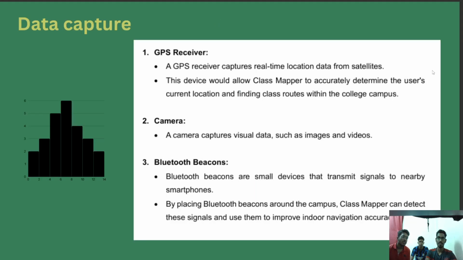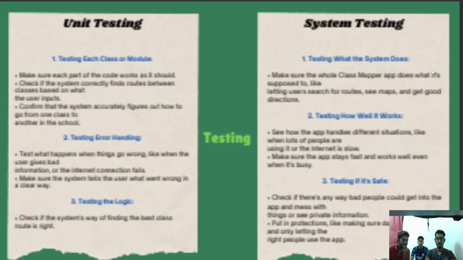Next we have data capture. We're using three data capture methods: GPS receiver, camera, and Bluetooth beacons. A GPS receiver captures real-time location data from satellites. A camera captures visual data such as images and videos. Basically, Bluetooth beacons are small devices that transmit signals to nearby smartphones.